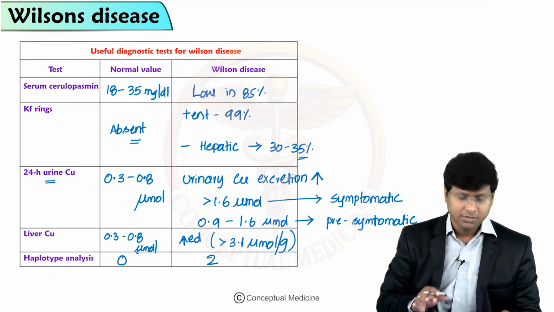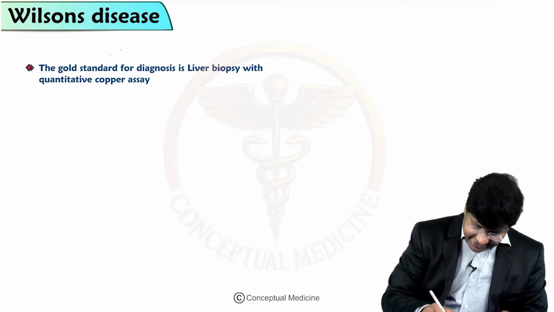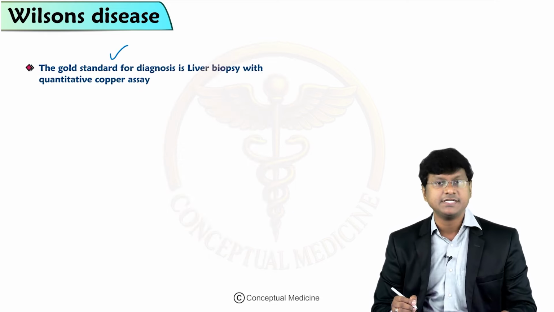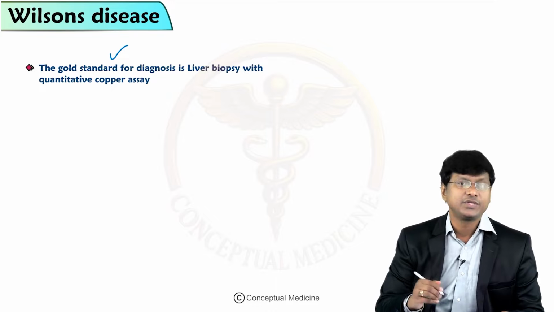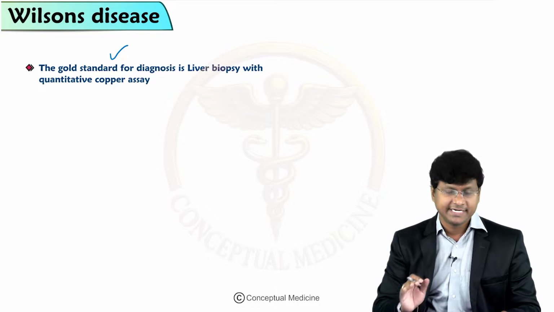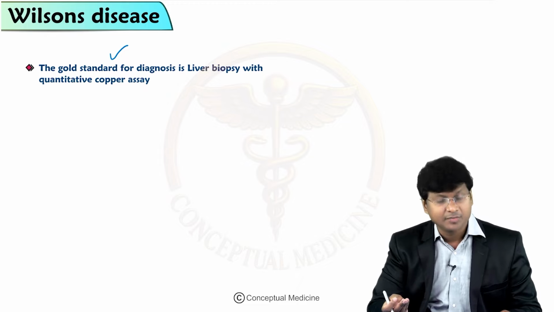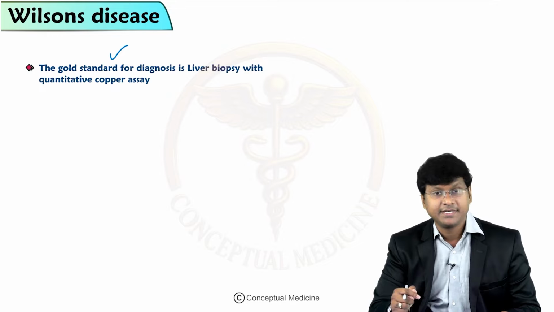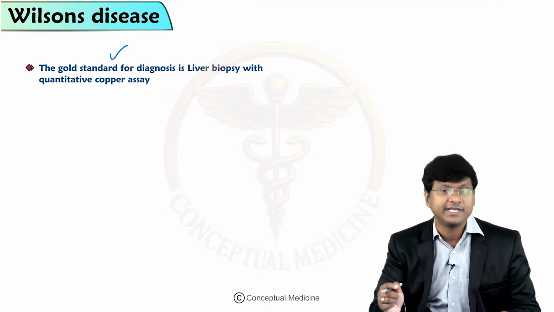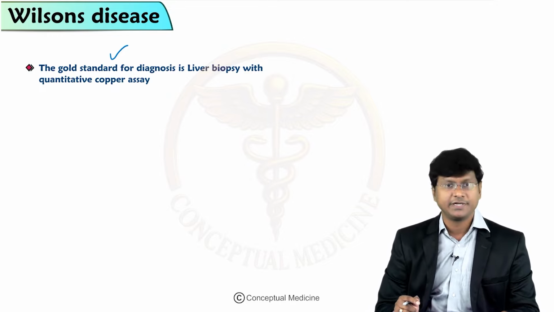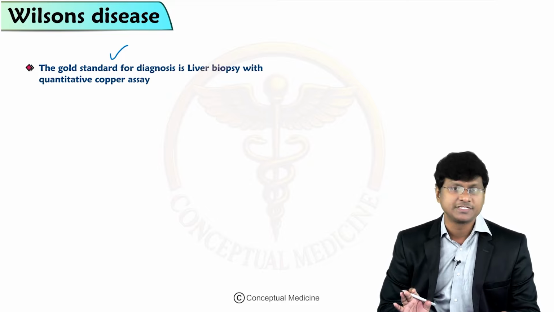And overall, what is the gold standard for diagnosis of Wilson's? It is the liver biopsy with quantitative copper assay. That will be the gold standard. And how much will that quantitative copper be? The normal liver copper is 0.3 to 0.8 micromoles per gram. But in Wilson's, it will be more than 3.1 micromoles per gram. Okay, and that will be the gold standard.